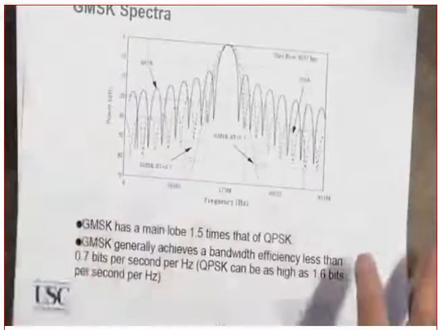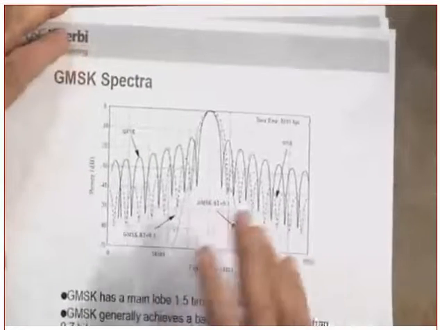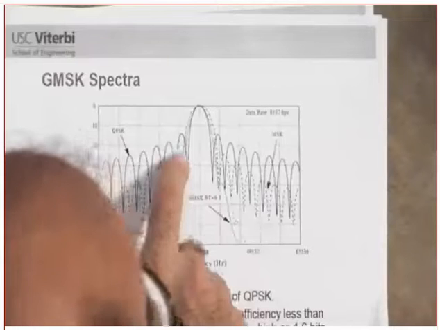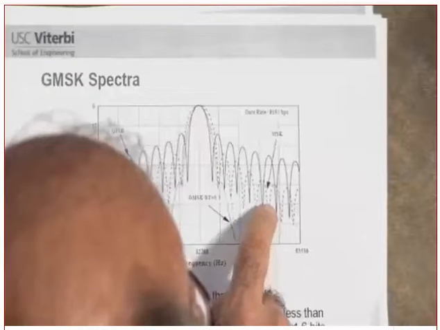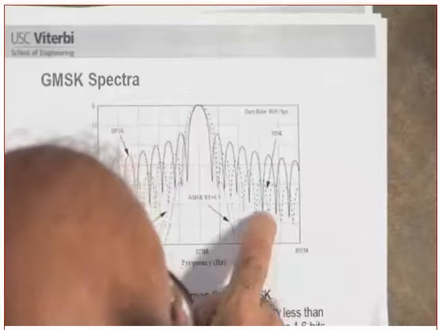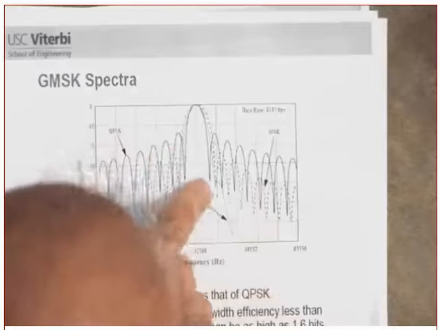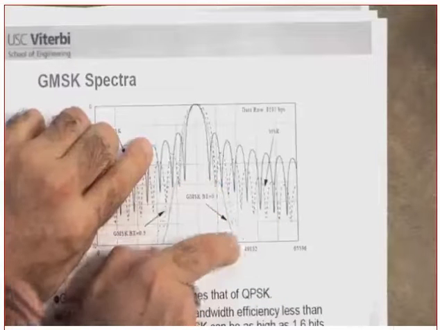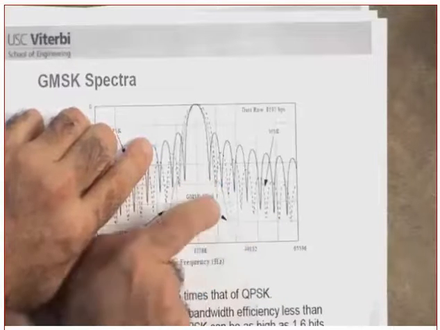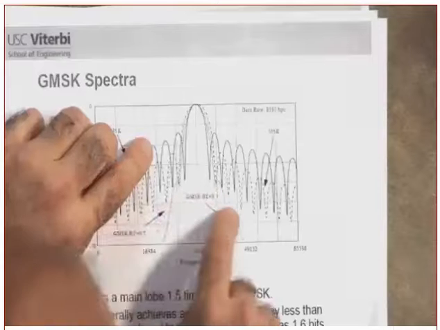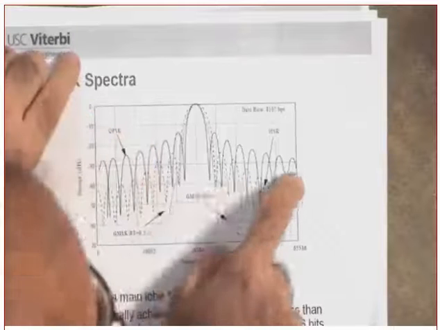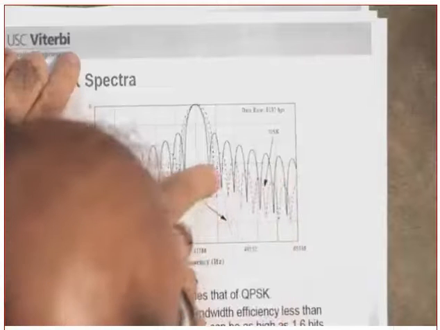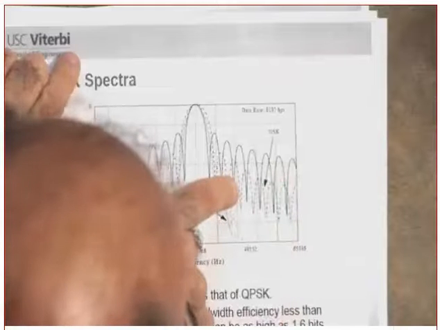Now I want you just to see this. This is the most important part, so that you can see it. The dotted line is the GMSK. Do you see the GMSK? It's dropping even faster than the MSK. Did you get this or not? The solid one is the QPSK. The MSK is the dotted line, this dotted line.